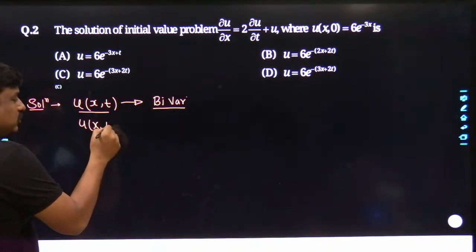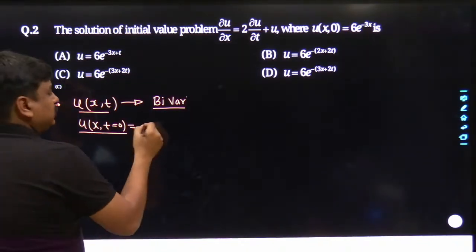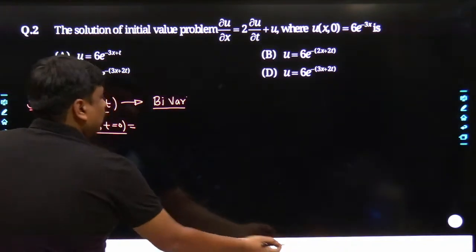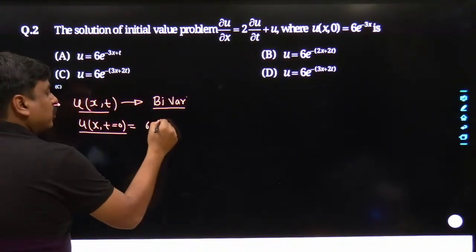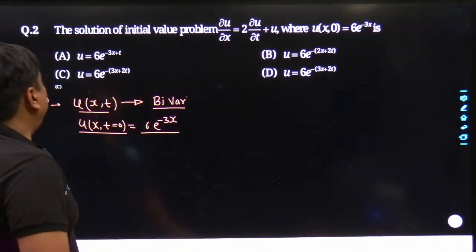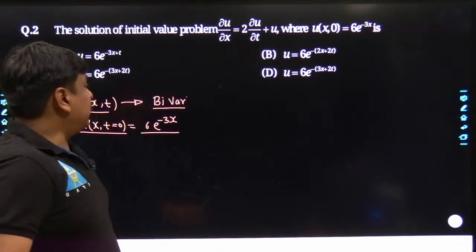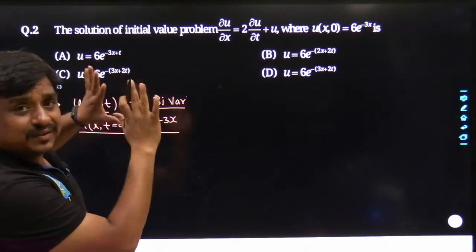They wanted to say the value of t has been fed as 0, which has been clearly given as 6 times e to the power of minus 3x. And may I know what options A, B, C and D indicate? They stand for the solution for the given partial differential equation.